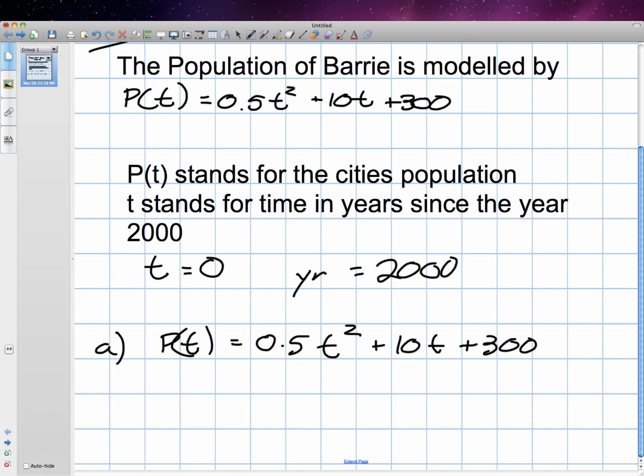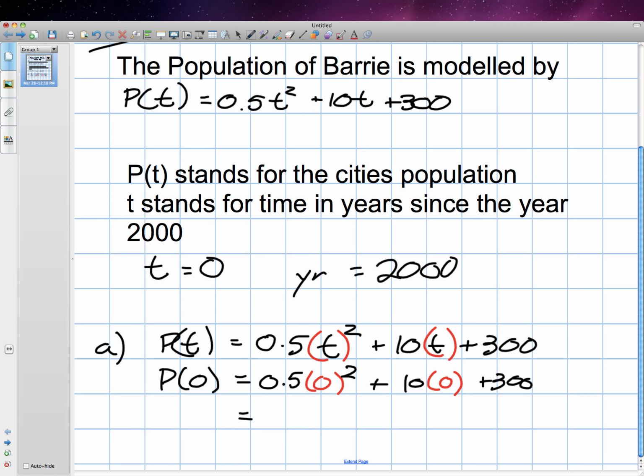Now, when T is 0, and we're in function form or function notation, we replace our T on the outside with the number 0. Okay? This is going to tell us what the population was in the year 2000. So what that means is all of the T's in the equation, we'll do it in red here, we're going to replace both of these variables with what number? 0. That's right. So we're going to get 0.5 times 0 squared plus 10 times 0 plus 300. Okay?